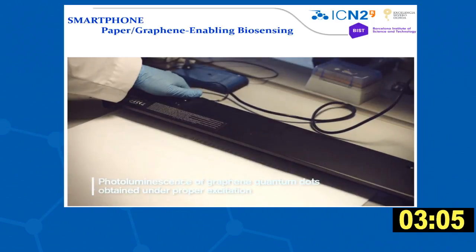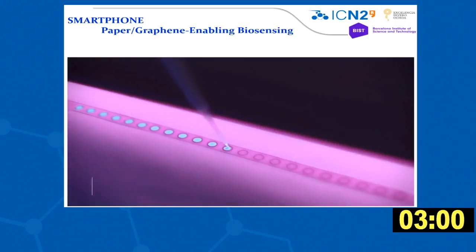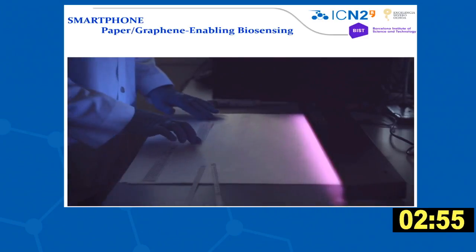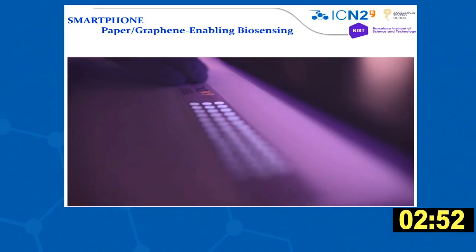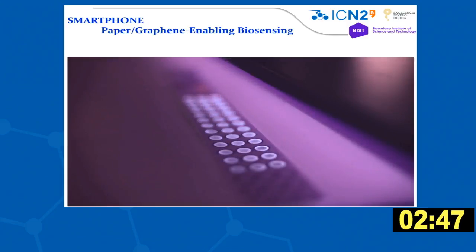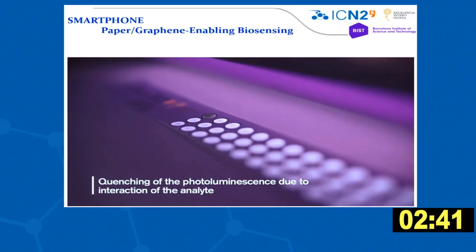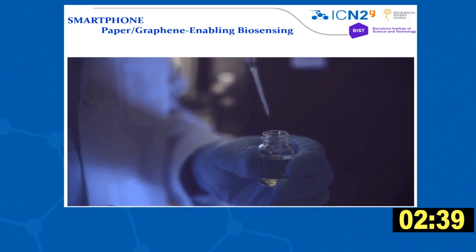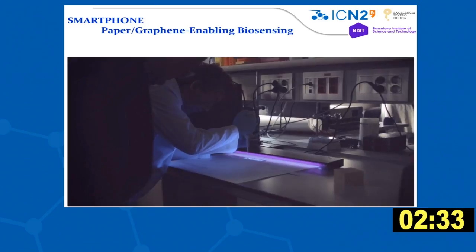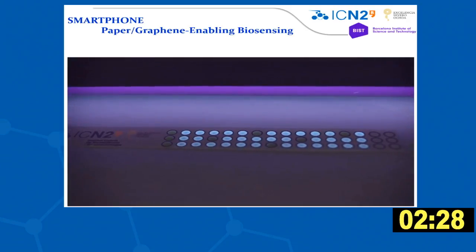So we are defining first these with wax, some circles, and there we are putting graphene quantum dots. After excitation, you see that these graphene quantum dots have really a very nice photoluminescence. And after that, you'll see how this photoluminescence is quenched upon interaction with different samples that contain different kinds of analytes. So just to see that this is really very simple, and by measuring the change of the photoluminescence, we are able to correlate this with the analytes, the contaminants we want to detect.